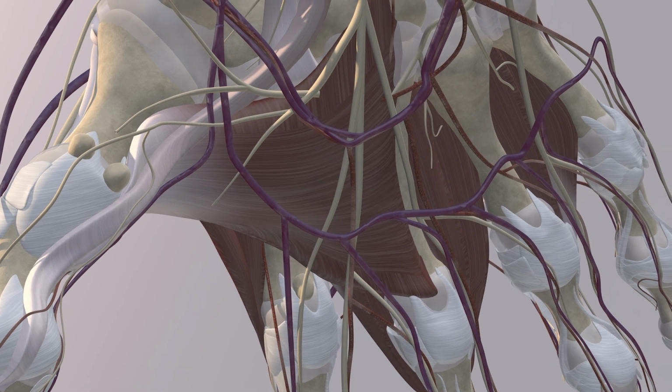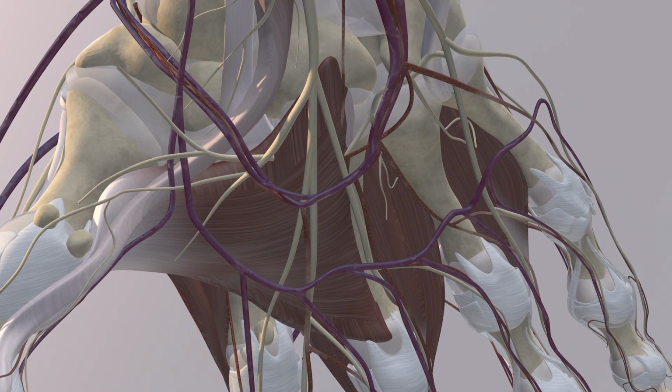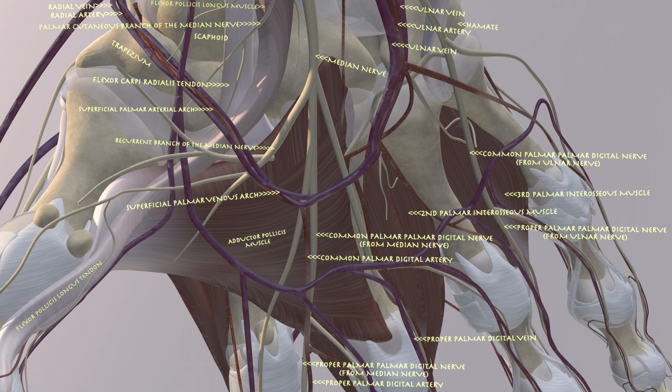Now we're going back proximally, removing the lumbrical muscles. And again, you can appreciate the adductor pollicis muscle. And now we're looking at the palmar interosseous muscles. As you follow the median and ulnar nerves, you can see how they first split into the common palmar digital nerves, and then they split further into the proper palmar digital nerves, again coming from the median and ulnar nerves.